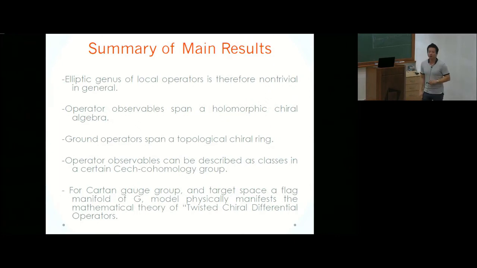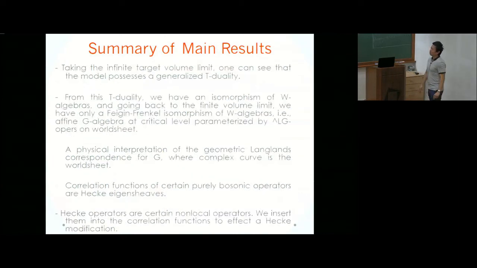and then if we choose the gauge group to be the Cartan of the G manifold, and the target space is a flat manifold of G, then our sigma model physically manifests the mathematical theory of twisted chiral differential operators. And that's what we need in the physical formulation of Beilinson and Drinfeld's approach to geometric Langlands. Okay, so this is anomalous. Flat manifolds are not Ricci flat. Okay, so after we do that, then we play with the model a little bit more.